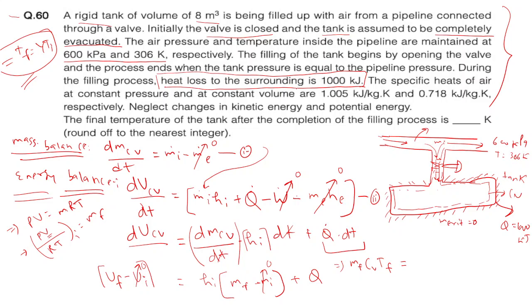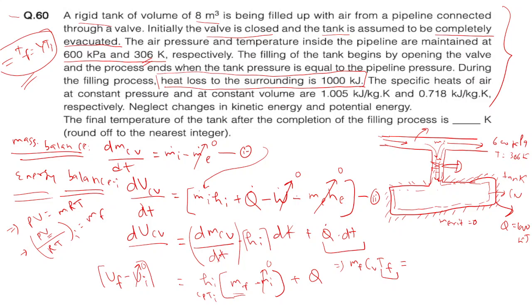And Q is heat loss to the surrounding, 1000 kilojoules. So minus 1000 we will do, right? And hi would be the m, m we would be knowing from here. hi would be the Cp into Ti. Ti is written, I think, 306. Everything is known, right? And only here Tf is unknown. Correct or not?